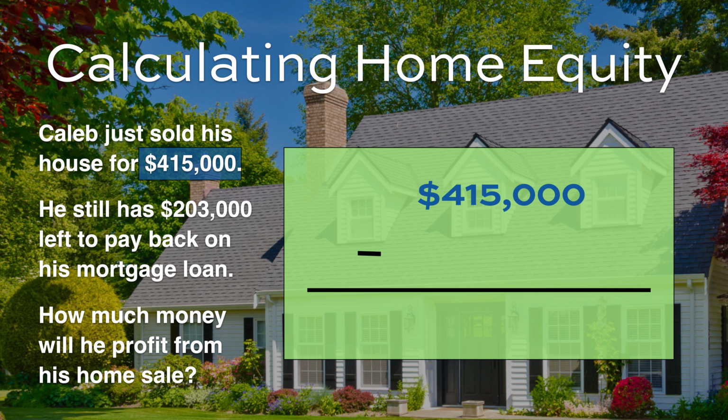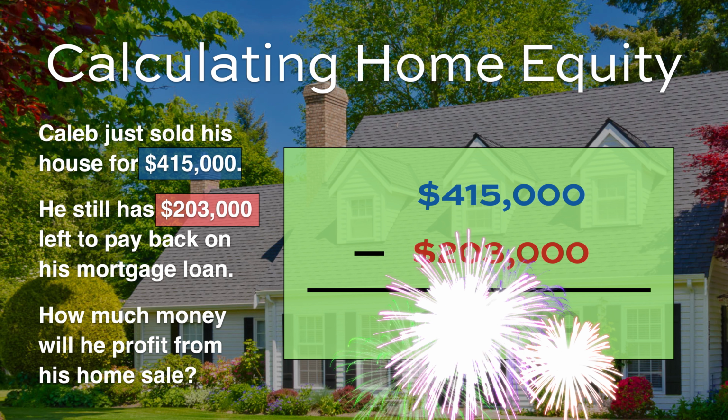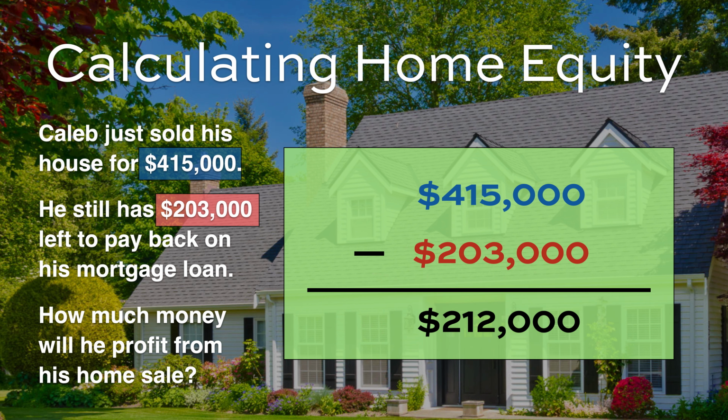And then we're going to subtract how much he still has left to pay on his mortgage. So he still has $203,000 left to pay on his mortgage. So now you just go $415,000 minus $203,000. So that means that his home equity is $212,000, and that's how much he will profit off of his home sale. So it's pretty simple. That's what home equity is.